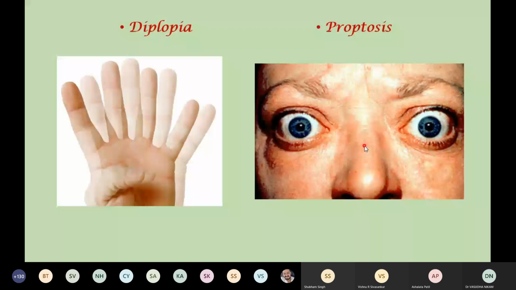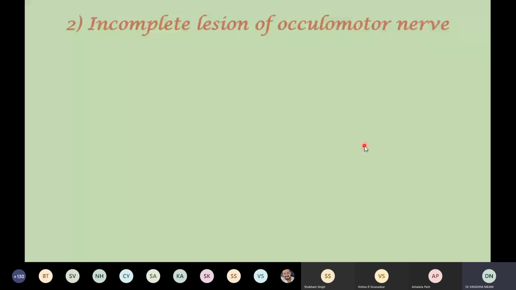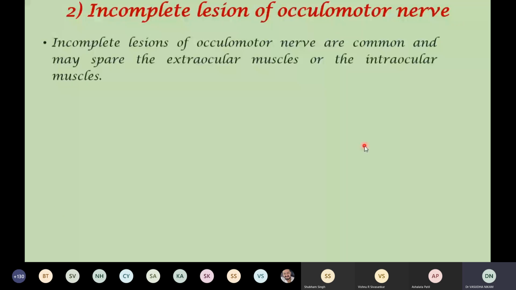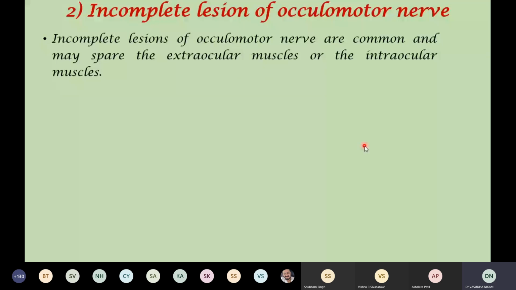Is it clear? So these are the main symptoms which will occur due to the compression or if there is any complete lesion. Now go towards the incomplete lesion of the oculomotor nerve. What do you mean by incomplete lesion? Some fibers are spared and some fibers are damaged. Now what happens in the incomplete lesion over here?